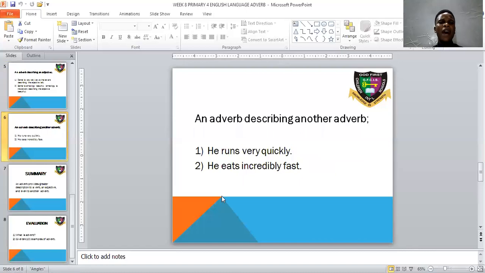Now, you might be wondering, how does an adverb describe another adverb? Now, look at the example we have. The first one says, he runs very quickly. He runs very quickly. Don't forget that an adverb describes a what? A verb. Now, the verb here is run, right? Now, we have it. He runs quickly. Quickly is what? Is an adverb. Isn't it? Telling us how quickly or how much he can run. Telling us that he can run quickly.